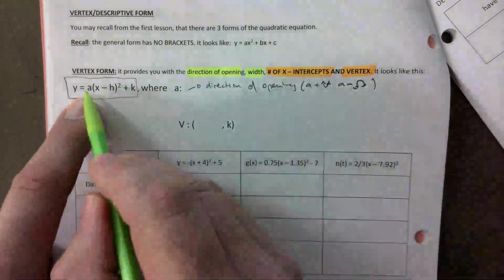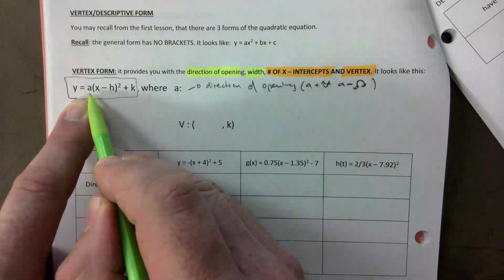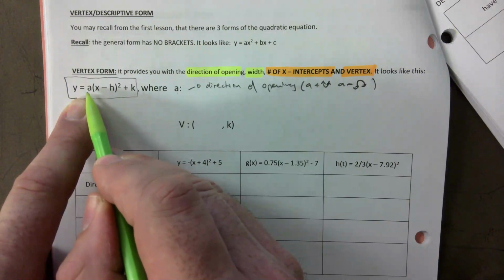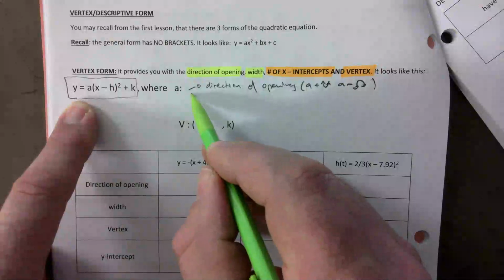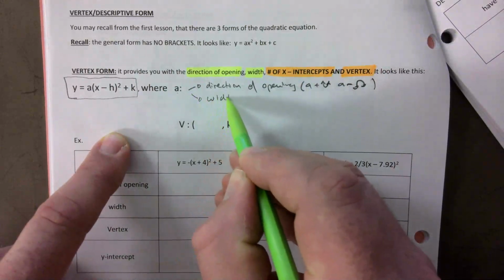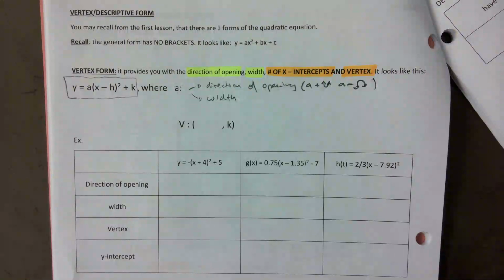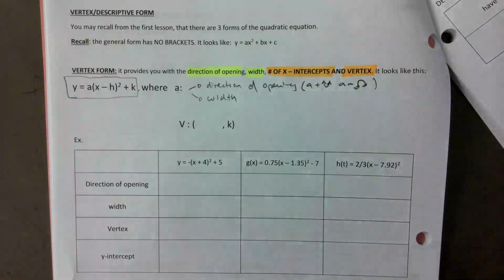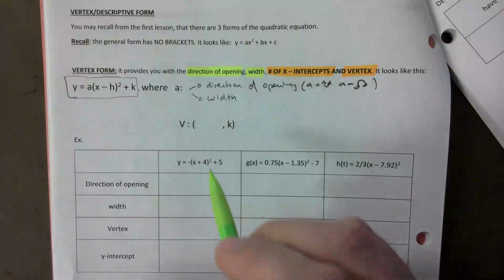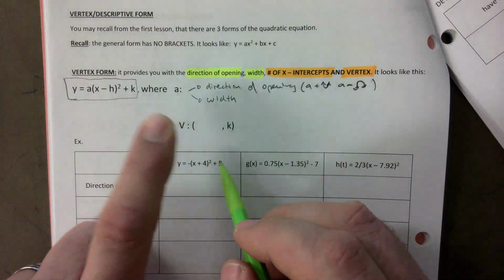So remember, A is right at the front of the bracket, right? See where my pencil is? A is always there. It also tells us the width. I'm not going to say more about that. Okay, the width: if A is bigger than 1, it's narrow. If it's between 0 and 1, it's wide. If it's 1, it's normal. Okay. So here's the kicker.